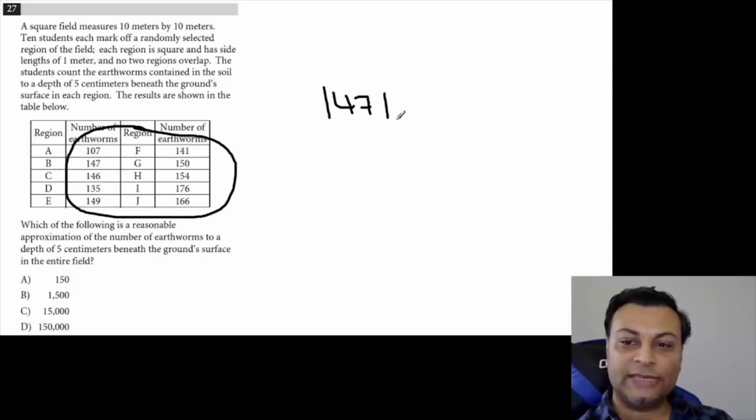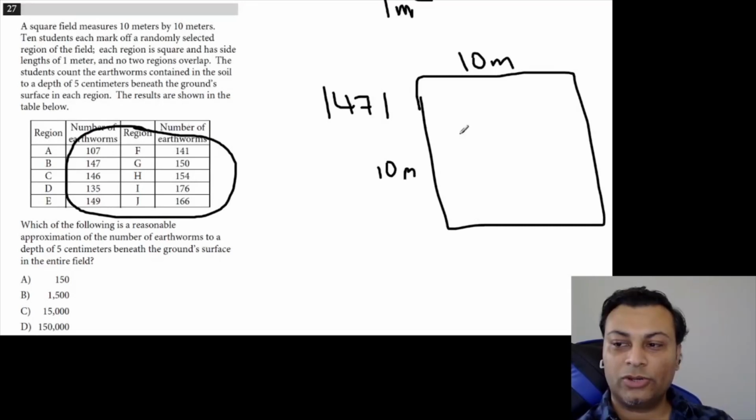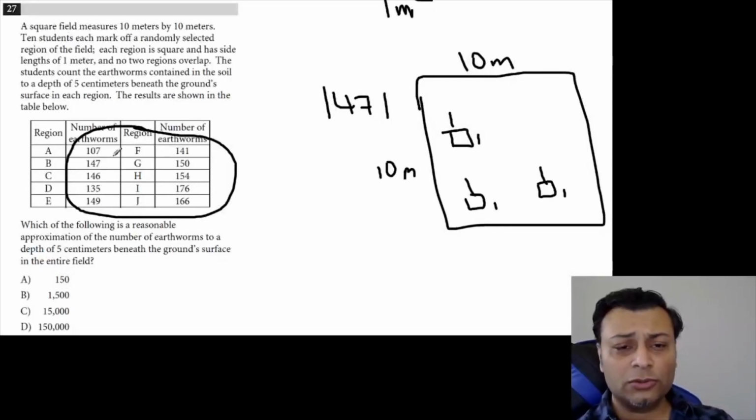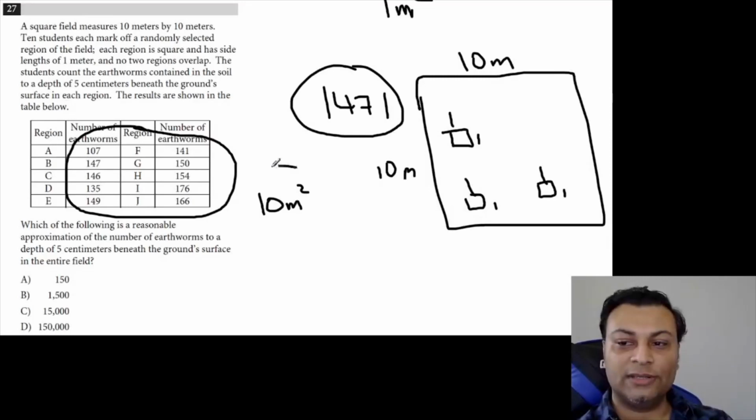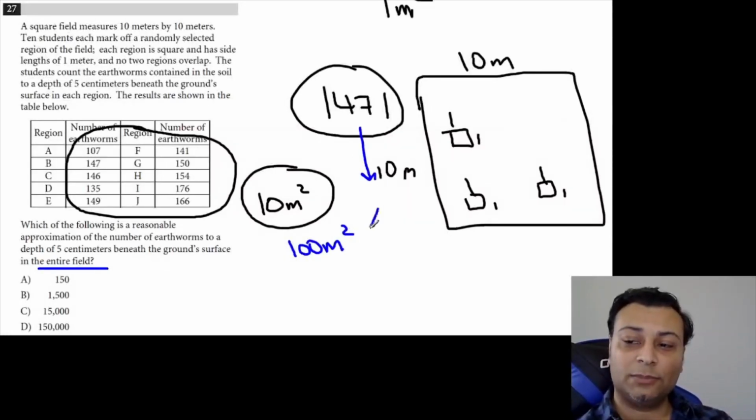But you know, each student is taking up 1 square meter of land. As we saw, this is a 10 meter by 10 meter field, broken up into little chunks of 1 meter by 1 meter all over the place. And so the total area occupied by these 10 students is only 10 square meters. And they already found 1471 in that. But the entire field is actually 100 square meters. It's 10 times the size. So we need to take this and multiply by 10.